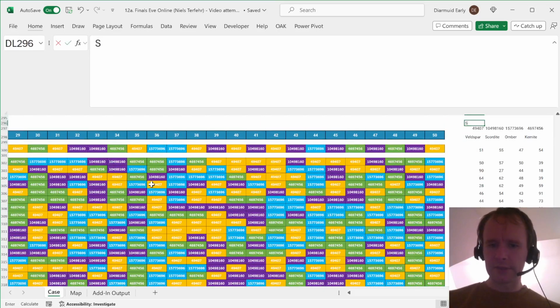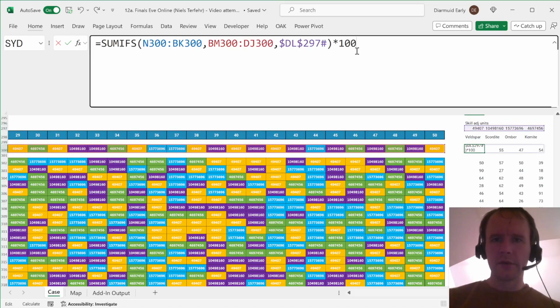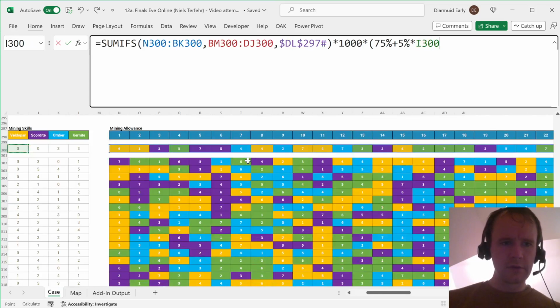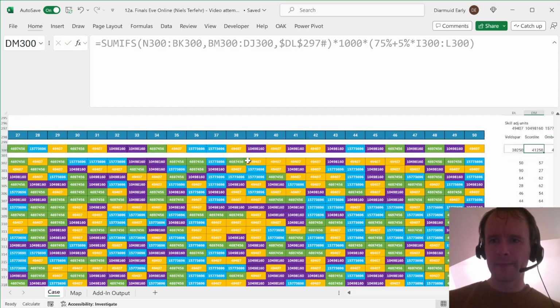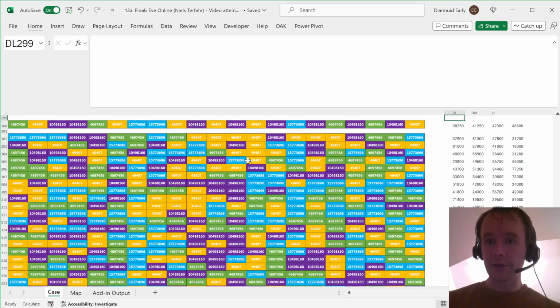So I'll just label this skill ag units, and then also these are thousands of units, so I'm going to multiply them by 1000, and then I'm going to multiply them by the skill adjustment, which is 75% plus 5% times your skill number over here. Okay, so that tells you how many skill adjusted units of each thing you get.